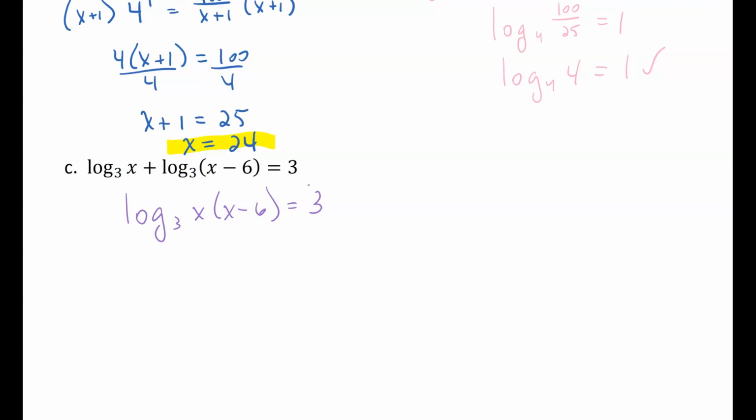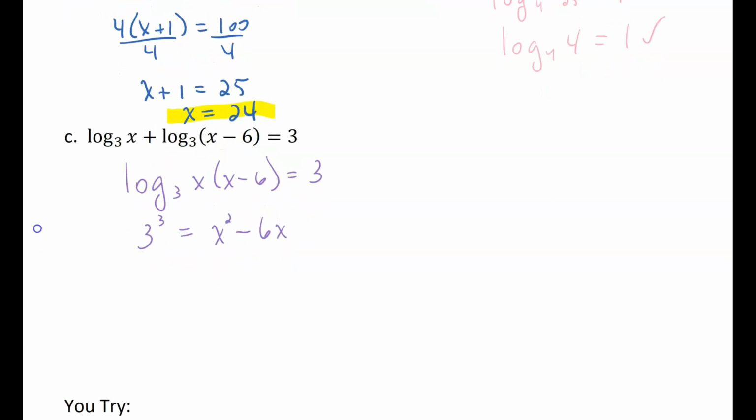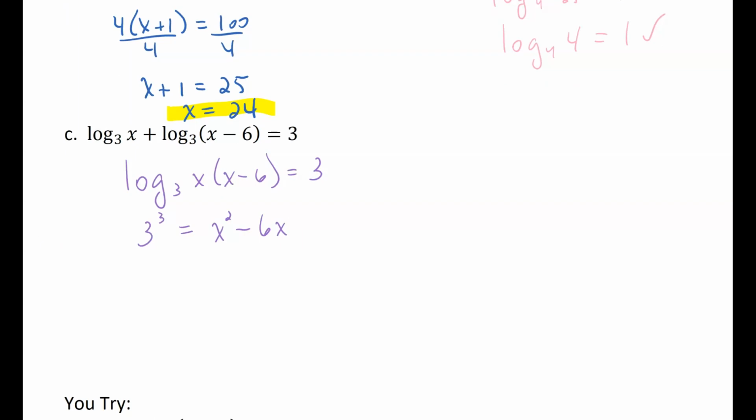All right. Take it out of logarithmic form and put it into exponential. That becomes 3 cubed is equal to, I'm going to go ahead and distribute my x through to get x squared minus 6x. And again, we ended up with a nice quadratic, which we'll set equal to 0 and hopefully be able to factor it. So x squared minus 6x minus 27 equals 0.